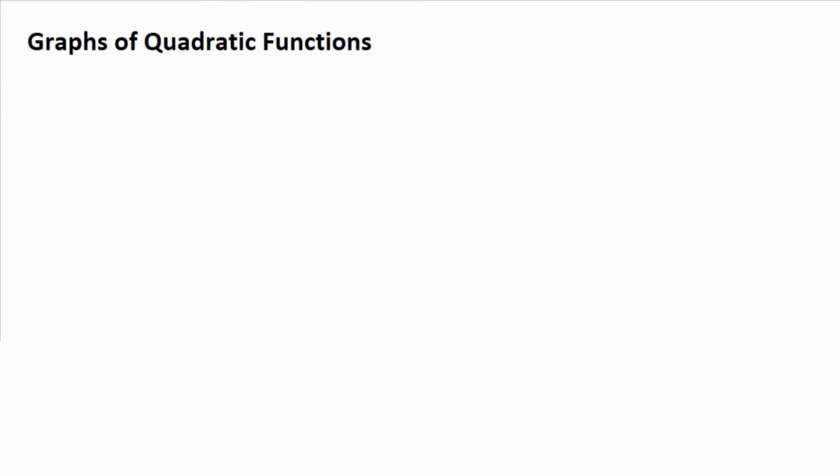So we're talking about the graphs of quadratic functions. What's a quadratic function, by the way? Well, any function of the form f of x equals ax squared plus bx plus c, where a, b, and c are constants, is a quadratic function.